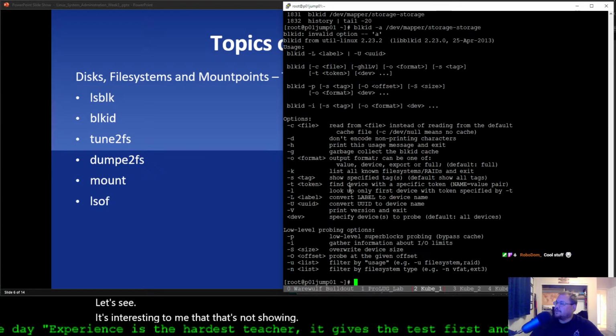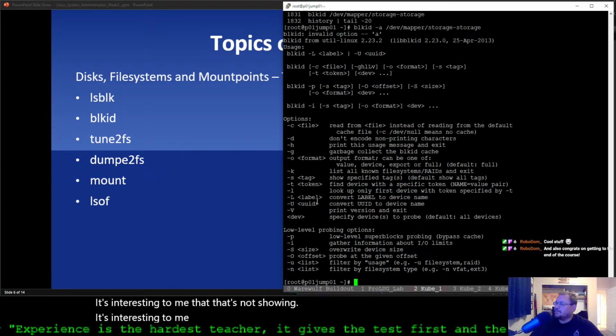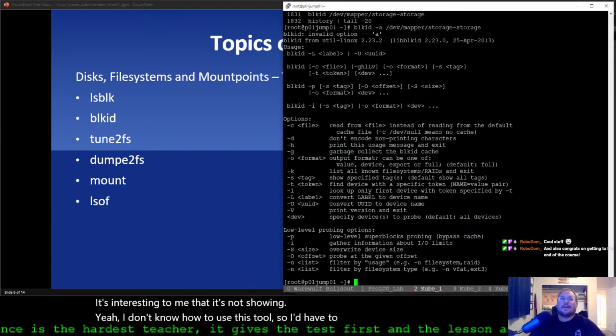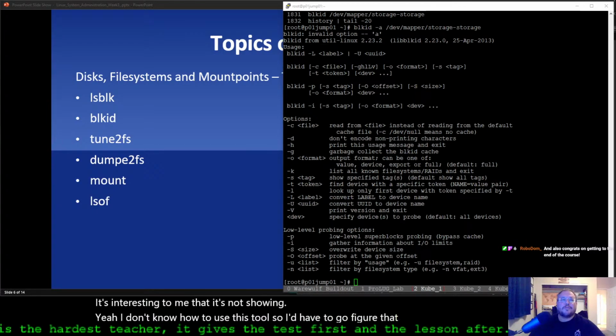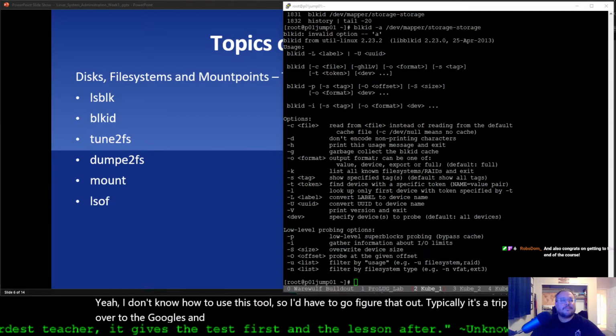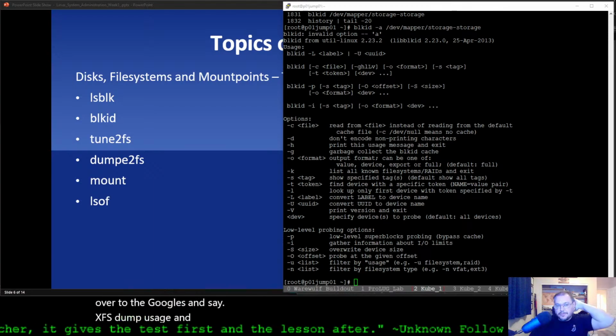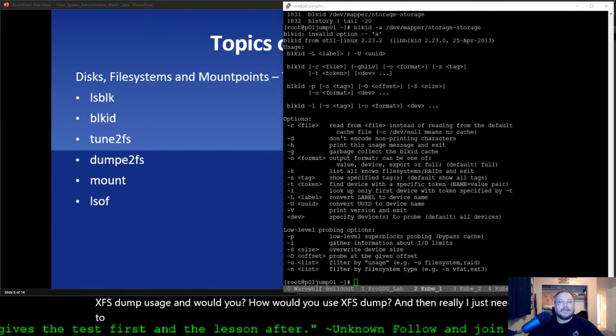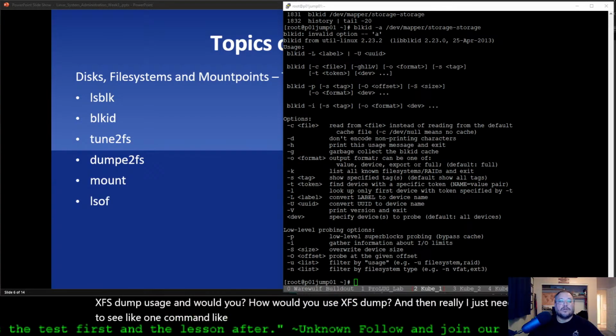It's interesting to me that it's not showing. Yeah, I don't know how to use this tool, so I'd have to go figure that out. Typically, it's a trip over to Google and say, you know, XFS dump usage, and how would you use XFS dump, and then really I just need to see one command, like to see it actually work, right?